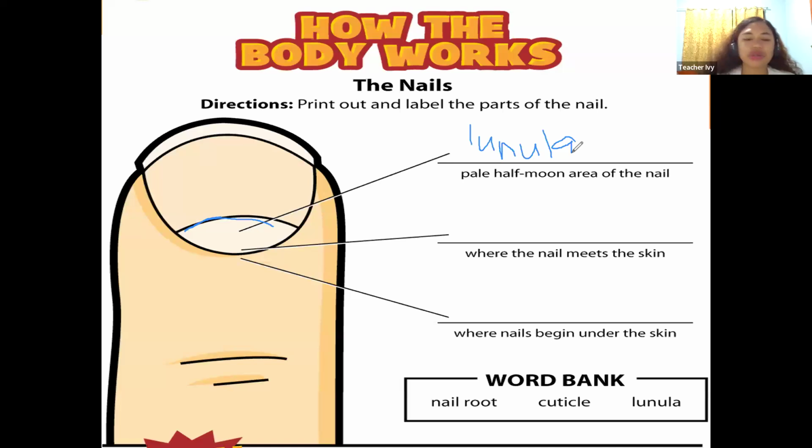So you always have to remember that the half moon shape of your nail is what you call lunula. Good job, Alfonso. What about the part where the nail meets the skin? What's the answer for this one? Cuticle. It is where the nail meets the skin. According to Inda, it is cuticle. Let us write it down first, okay? Cuticle.